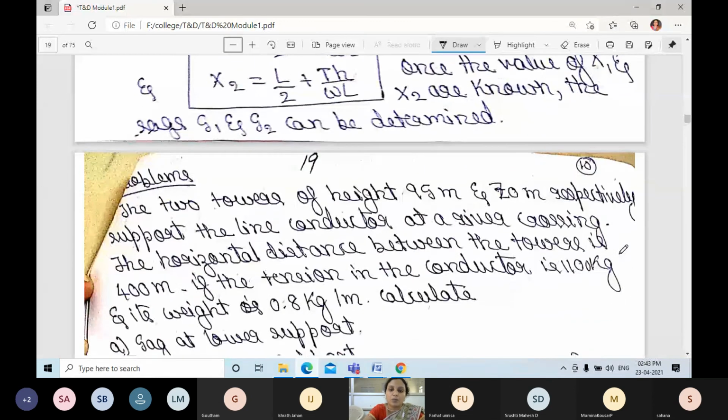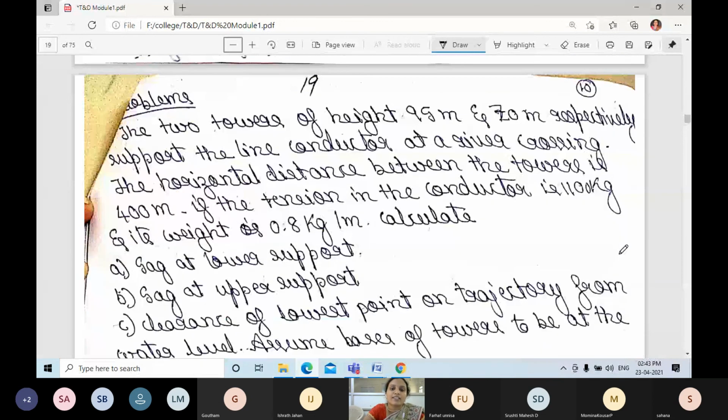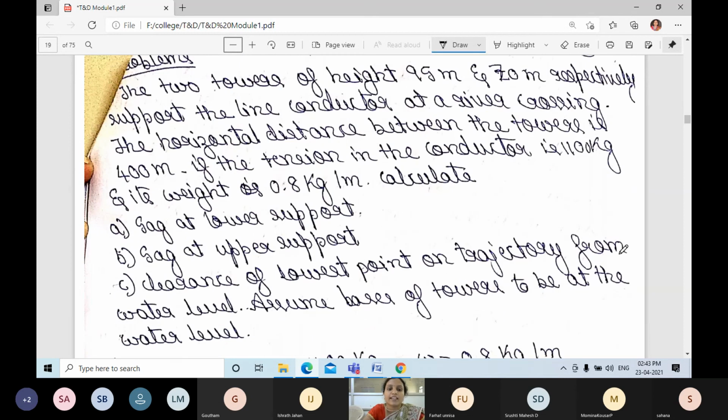Now we shall go with the problems on that. The two towers of height 95 meter and 70 meter respectively support the line conductor at a river crossing. The horizontal distance between the towers is 400 meter. If the tension in the conductor is 1100 kg, and its weight is 0.8 kg per meter, calculate sag at lower support, sag at upper support. Next, clearance of lowest point on trajectory from water level. Assume bases of tower to be at the water level.